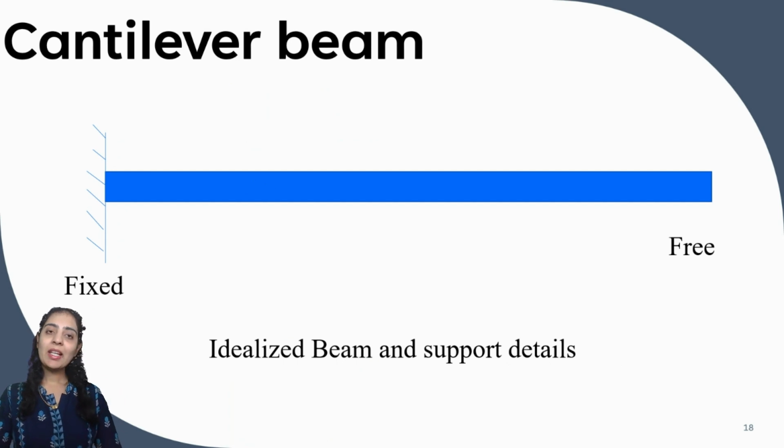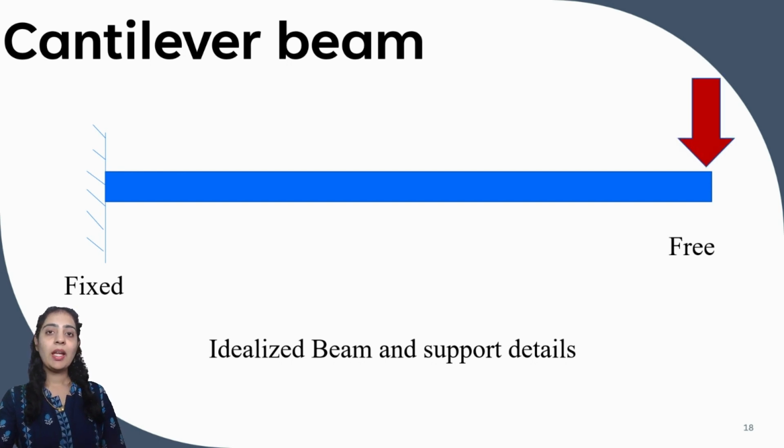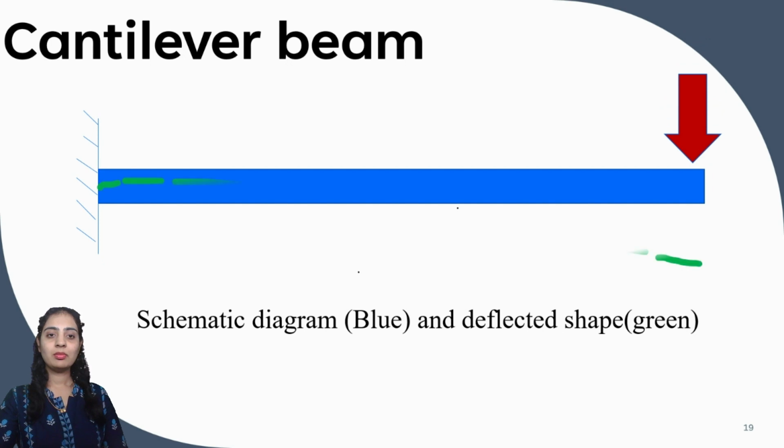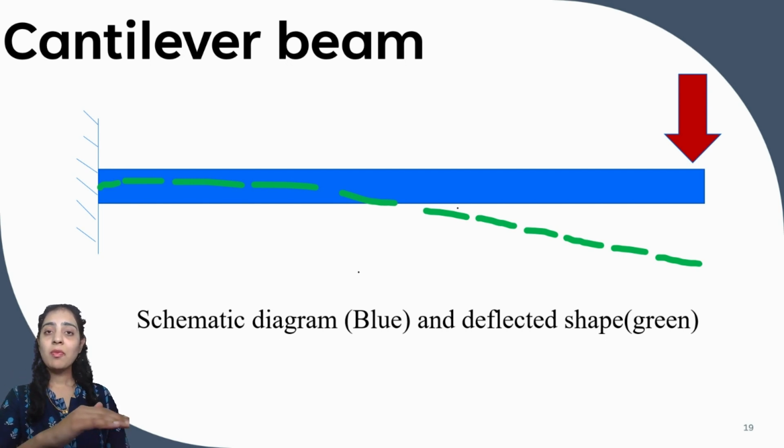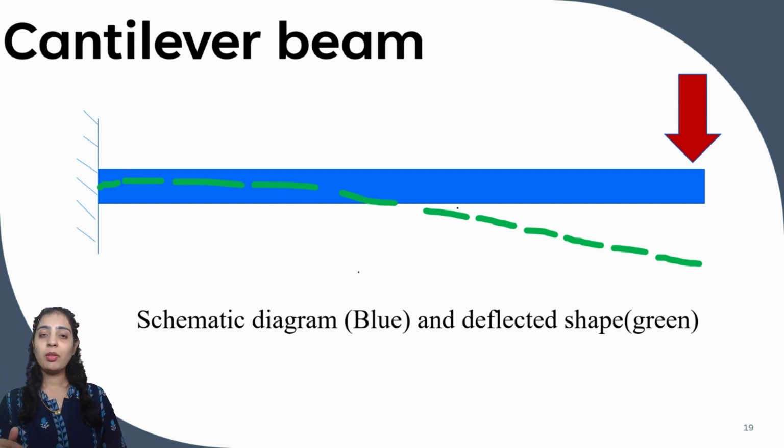Now cantilever beam. In the cantilever beam, one end is a fixed support and the other end is free. It does not have any kind of support. And we have applied the load at the free end. So you know, the fixed end does not allow X translation, Y translation, or rotation. But the free end allows all of these. It allows rotation, X translation, Y translation, everything. So the deflected shape of the beam will be like this. Due to fixity, at the fixed end, the beam will not deflect. But at the free end, the beam will deflect downwards. So the deflected shape is shown in green color.